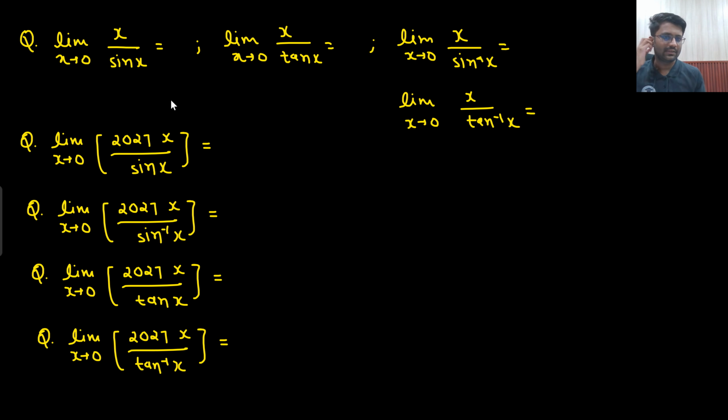What about these answers? You can apply L'Hopital's rule. You will get to know it is 0 by 0 form. It is 1 upon sin x, which will have the differentiation of cos x. Cos 0 will be 1. So these values will be 1.